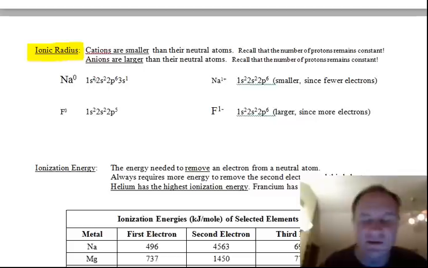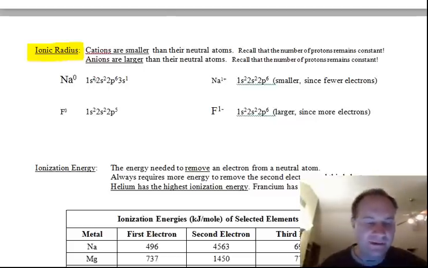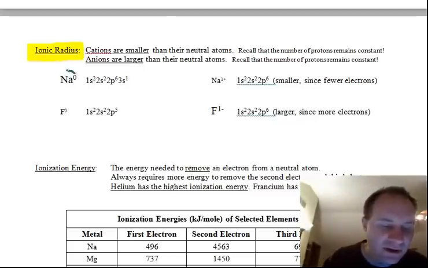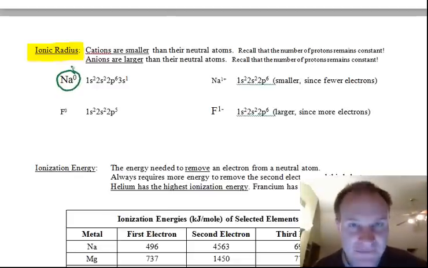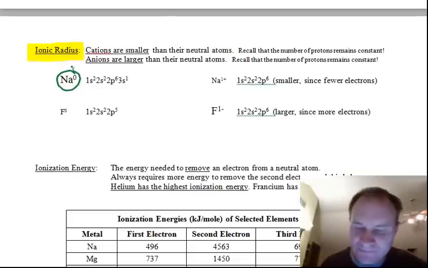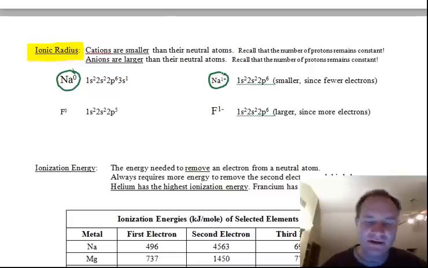If we look here, and again, if you can do Battleship, you're ready for the periodic table test. If we look here at a bigger sodium atom, since it's neutral, look at the teeny tiny sodium ion, sodium cation in particular.